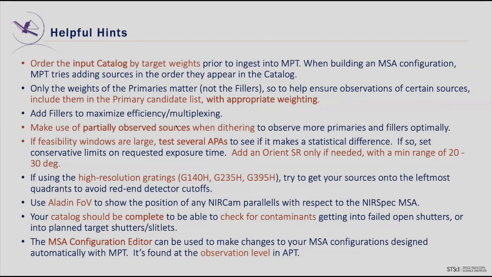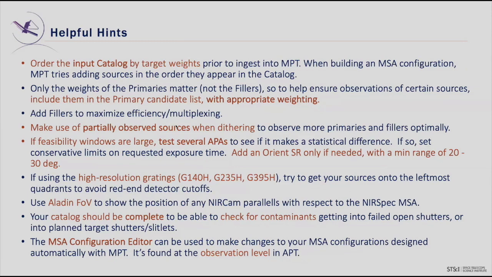And additionally, we have this new feature called Make Use of Partially Observed Sources when dithering. And you can do that in the planner. And what that will do is it will attempt to place more of your primary sources into the MSA configuration, even though they can't be tracked through all of the dithers. It will do this in the most optimal way that it can.